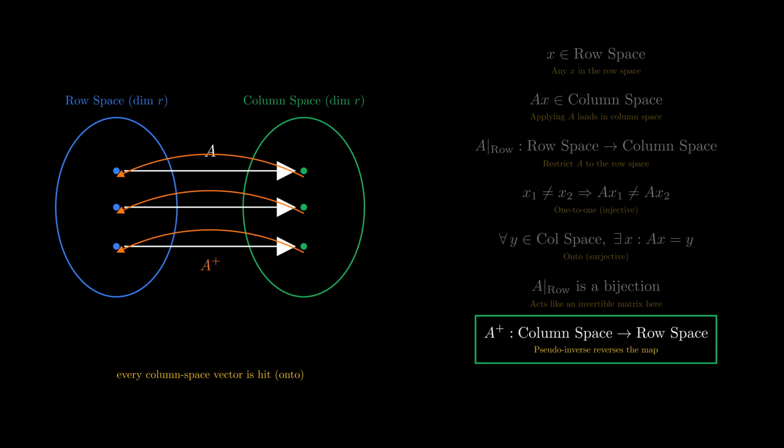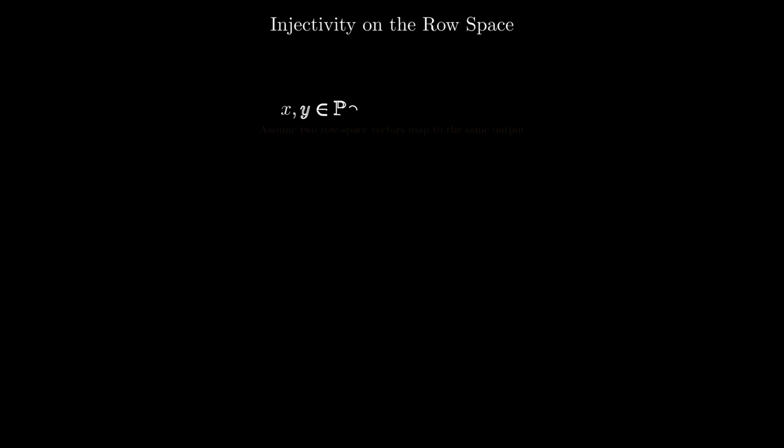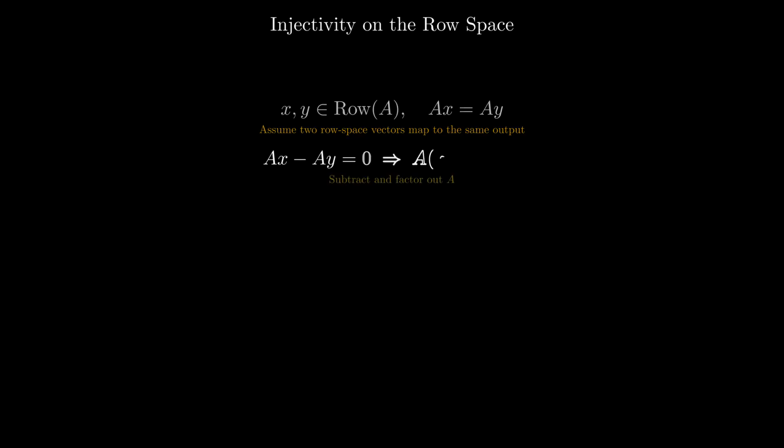I claimed it's perfect. Let me prove it, starting with 1-to-1. Suppose vector x and vector y both live in the row space, and A times x equals A times y. Let's subtract one side from the other. A times x minus A times y equals 0. So by factoring, A times the quantity x minus y equals 0. That tells us something important. The vector x minus y lives in the null space of A.